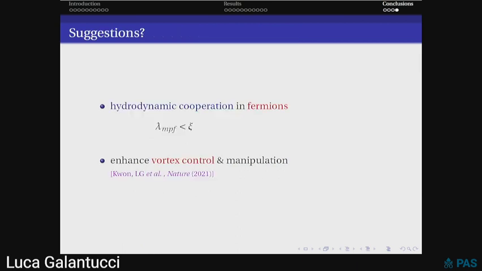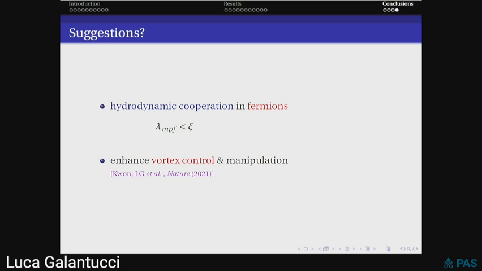In the last slide, I will try to make some links between all the topics that have been described in the past few days and this active turbulence vision of quantum fluids. As far as I understand, if you compute the mean free path of thermal excitations in fermions in the BCS limit, it is smaller than the vortex core. So this means that you should see the same hydrodynamic cooperation also in fermionic systems. And this could enhance the control and manipulation of vortices, which has already been done to some extent in a recent paper with LENS in Florence.